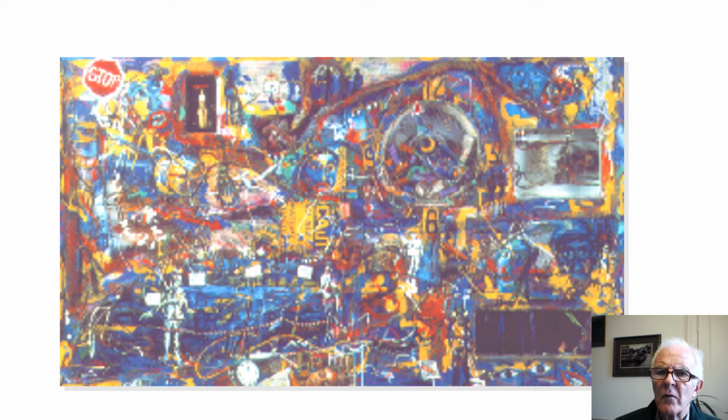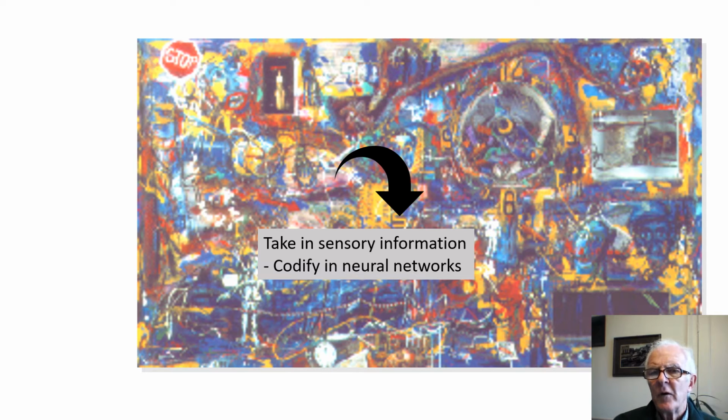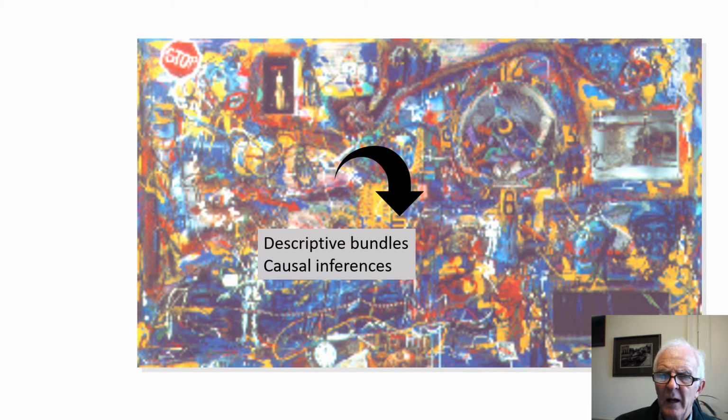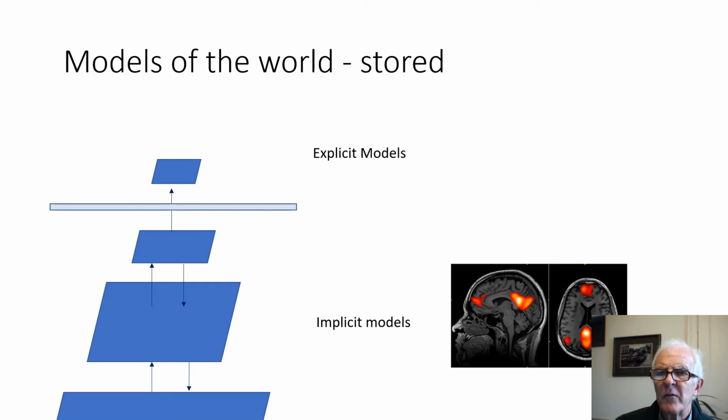So let's start by thinking how we make sense of the world. It's a bit of a frightening, crazy place out there, and we need to make sense of the world and act. And we do so by taking in sensory information and we codify this information in neural networks. And this information we put together in descriptive bundles, and we make causal inferences between these descriptive bundles. And this gives us our models of the world.